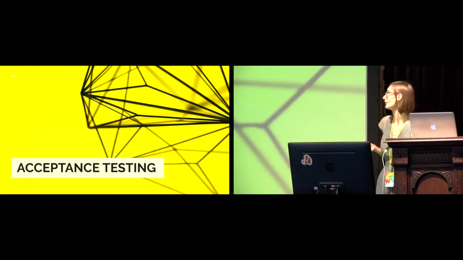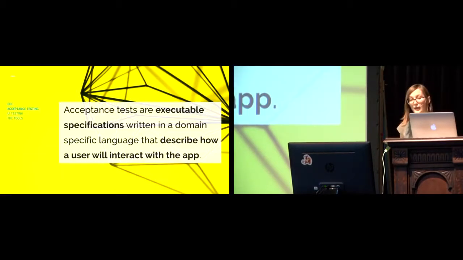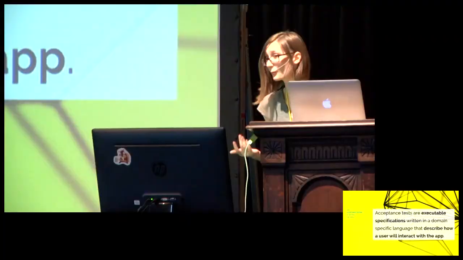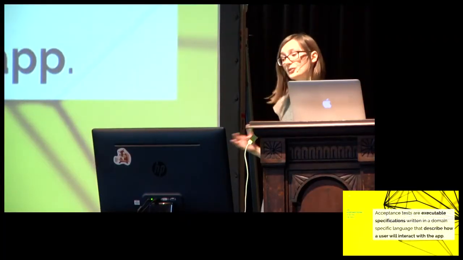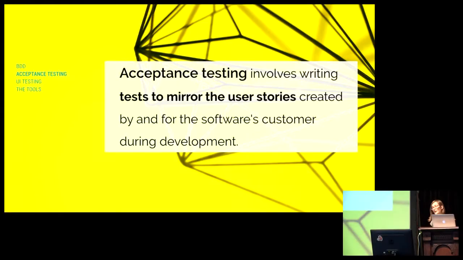Acceptance testing is the building block for behavior-driven development, and you can identify acceptance tests by some specific features. So they're written in a domain-specific language. This means that they're written by domain experts, or at least you should ask them about them when you write them. And they pretty much describe how a user will interact with your app. Tests are written in such a manner that they mirror user stories that you created with your client.